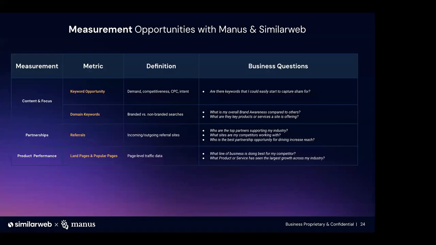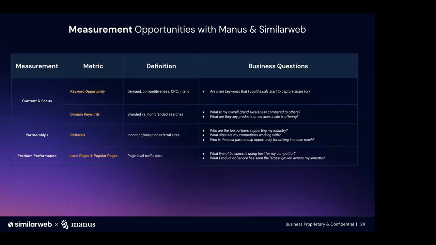A few additional ones, keyword opportunities and domain keywords. This allows you to understand keyword specific performance. So maybe some low hanging fruit of how you could capture incremental traffic based on keywords you might not be optimized for. Or if you just want to understand something like brand salience or brand awareness, if people are searching for my brand versus getting there through non-branded keywords, that's an insight in itself.